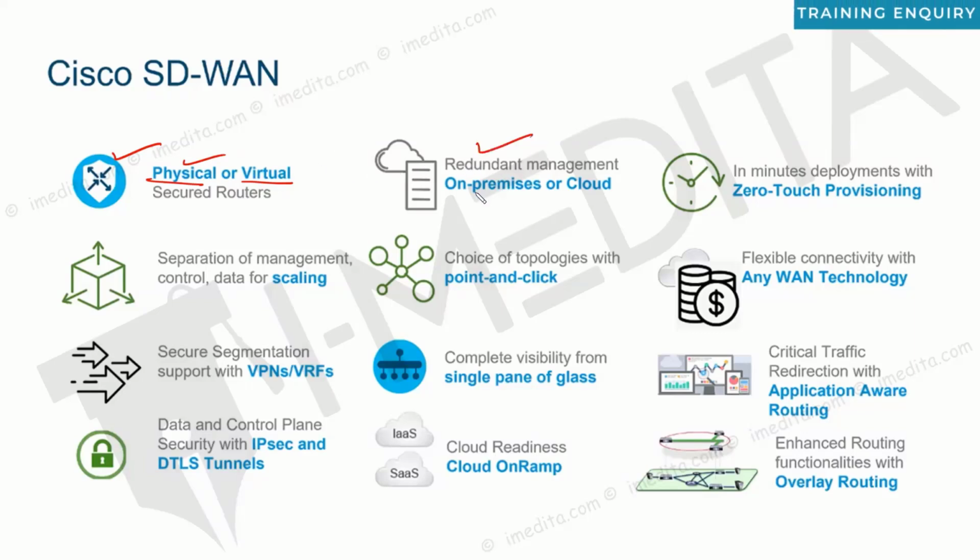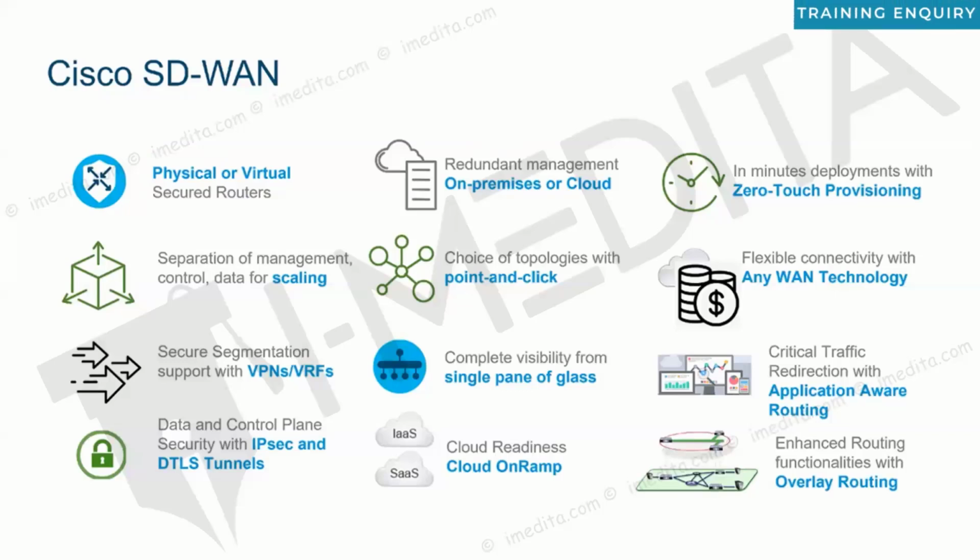And redundant management, right? So you can have on-prem management as well as in cloud. So you can deploy your control components. There are many controllers, right? We discussed them yesterday, like vSmart, vManage, vBond. Although Cisco has renamed them now. Let me show you those naming conventions, or the updated names, so that you are more comfortable with those new names along with the older names. So let me open up this.